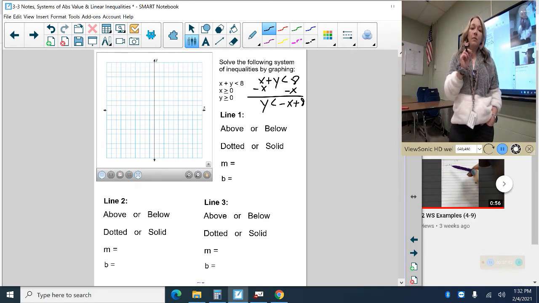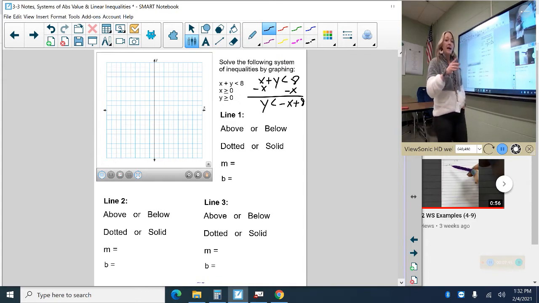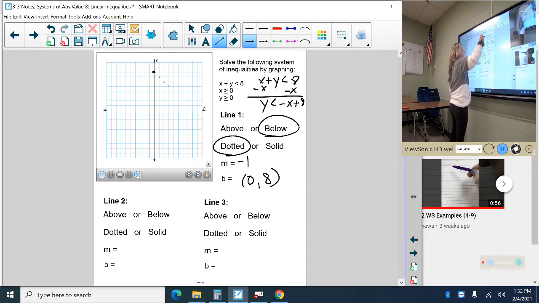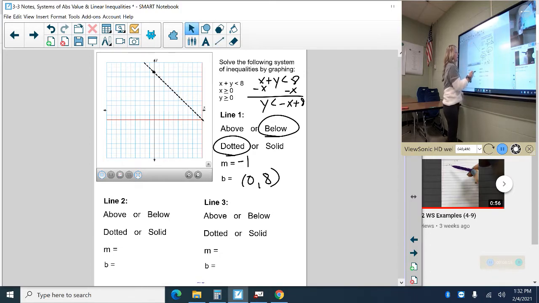Just a reminder, this is going to happen on Math Excel. Make sure if you divide or multiply both sides of an inequality by a negative, you flip the sign. So first of all, less than, that means it's going to be below, and it's going to be dotted since there's no equal to. Slope right here is negative 1. Y-intercept is 0, 8. So I'm going to start at 0, 8. 1, 2, 3, 4, 5, 6, 7, 8. And it's negative 1, so I'm going down 1 over 1. And it's a dotted line. And there we go. Now, I don't know why that made that red, but it did.